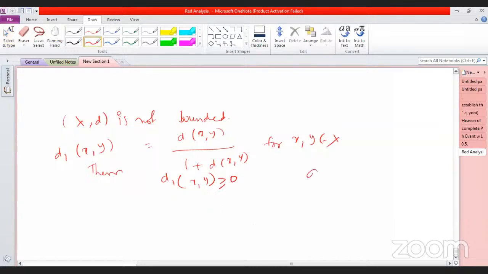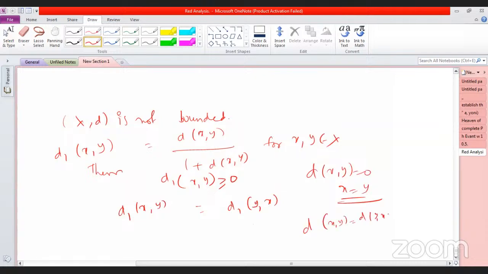If d of x comma y is equal to 0, then x is equal to y. Clear? Yes sir. So therefore, the symmetric part: d of x comma y is equal to d of y comma x. We can write that, right? Yes sir. So this is the condition of this one at the bounded set.